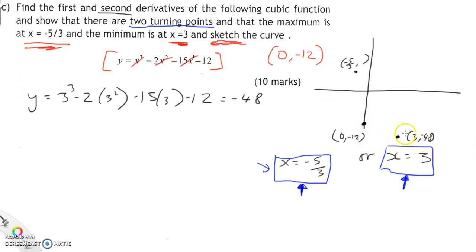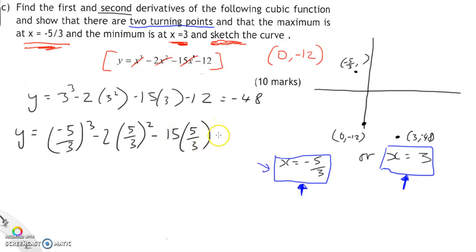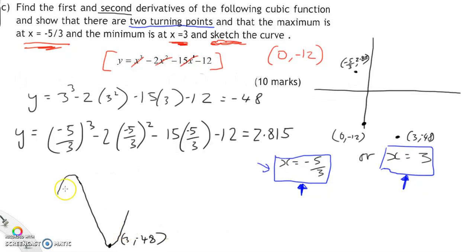So we might need to readjust our sketch. But we're just getting our 3 points in order first anyway. 3, minus 48. And when x is minus 5 over 3, y will equal minus 5 over 3 cubed minus 2 times 5 over 3 squared minus 15 times 5 over 3 minus 12. So it'll come to 2.815. So that point there is minus 5 over 3 comma 2.815. Right, so our graph is going to have a high mountain here, our max, and a really deep min down here, something like this. The local min will be 3, minus 48, and the local max will be minus 5 over 3, comma 2.815.